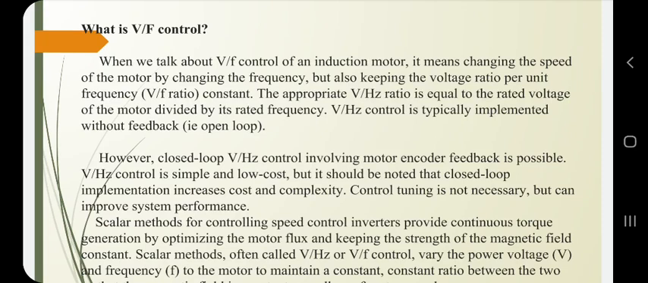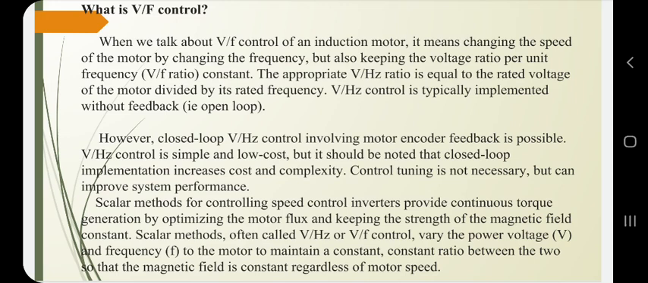Then next slide, what is V by F control? When we talk about V by F control of induction motor, it means changing the speed of the motor by changing the frequency, but also keeping the voltage per unit frequency ratio constant. However, closed loop voltage by frequency control involving motor encoder feedback is possible. Voltage by frequency control is simple and low cost, but it should be noted that closed loop implementation increases cost and complexity.